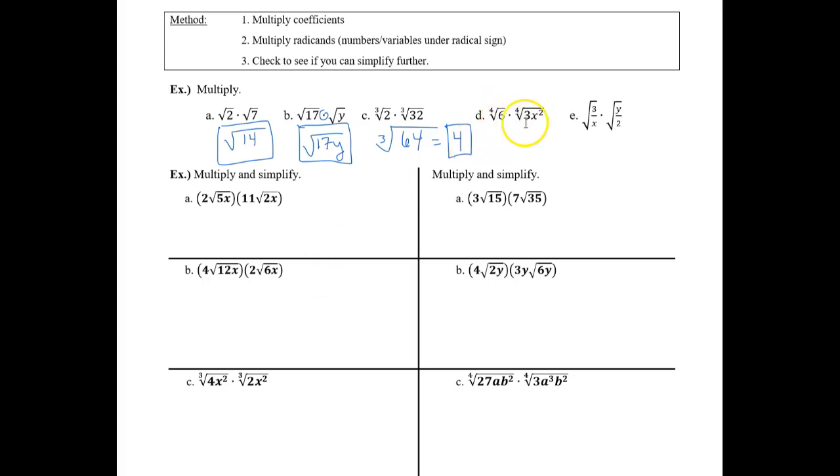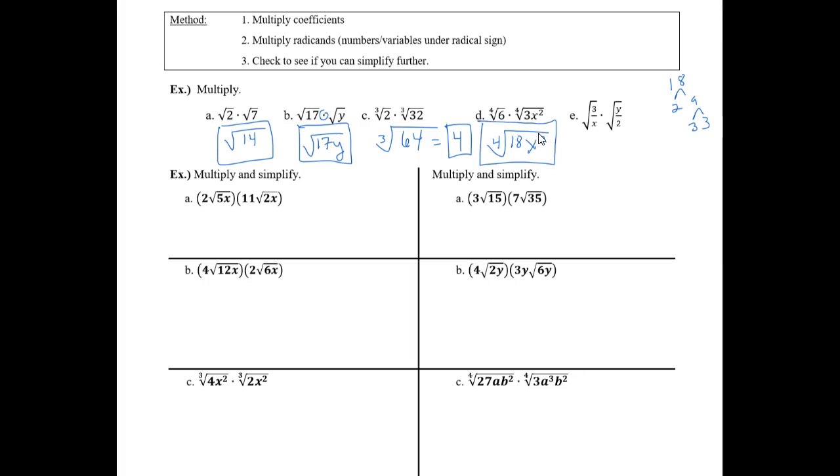Now I've got the fourth root of 6 times 3x squared. So together they'll be the fourth root of 6 times 3 is 18, and there's an x squared there. We have to ask, do we see anything times itself 4 times that would give me 18? The answer is no. 18 is just 2 times 9 and 3 times 3. There's no quadruplets there. There's nothing times itself 4 times, so there's nothing I can take out of that radical.